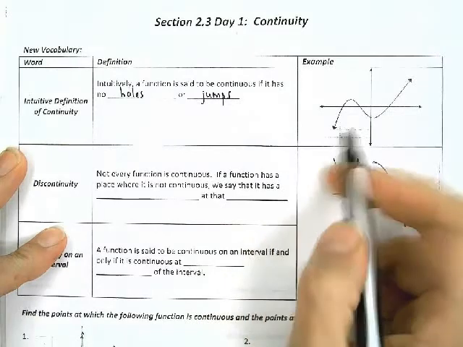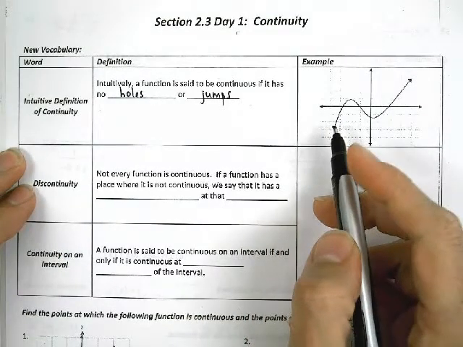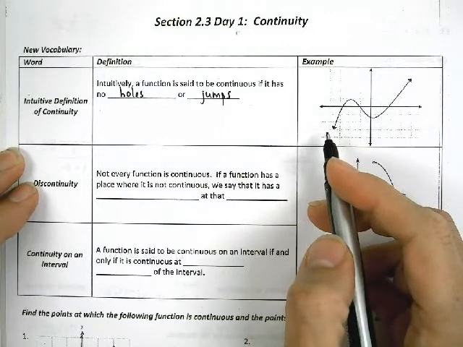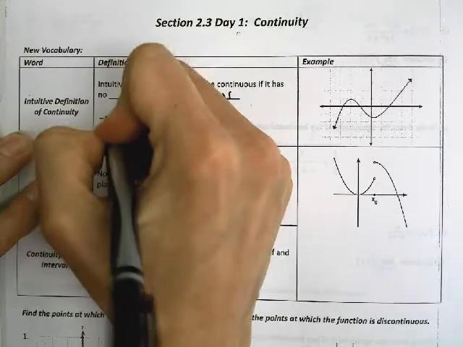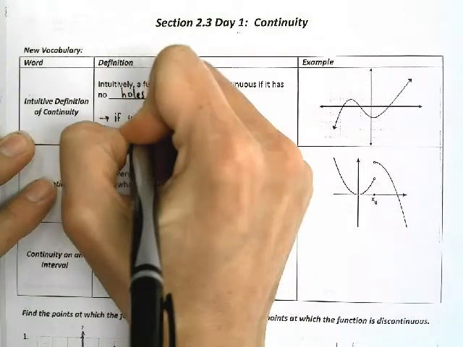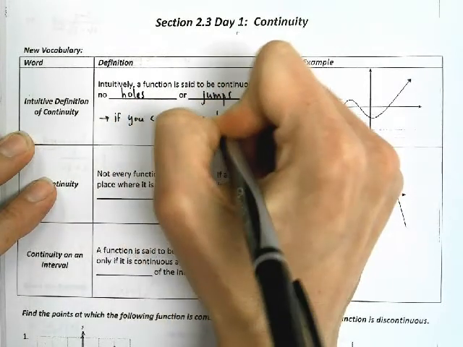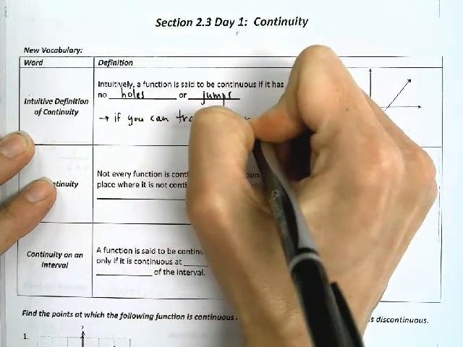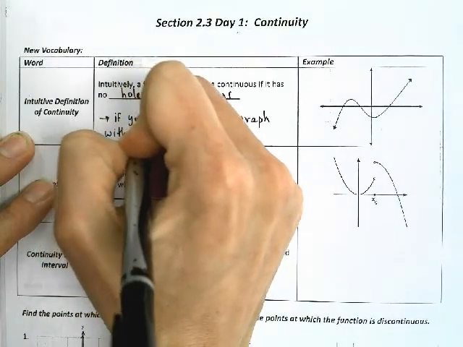Okay. So for example, this would be an example of a continuous function. And really what we say is we know it's continuous if we can trace the graph without lifting our pencil. So I'm going to make a note here. It's continuous if you can trace the graph without lifting your pencil.